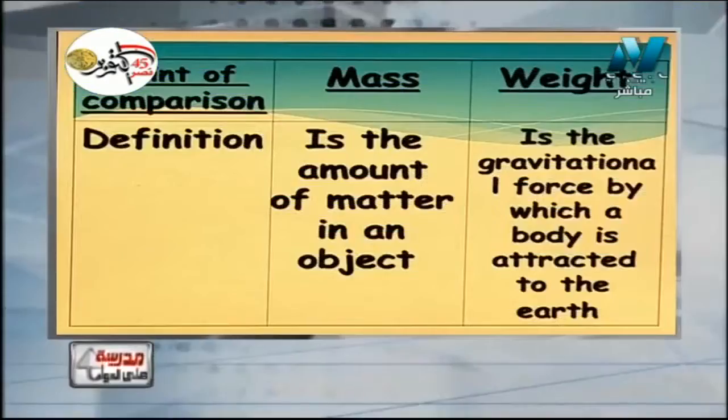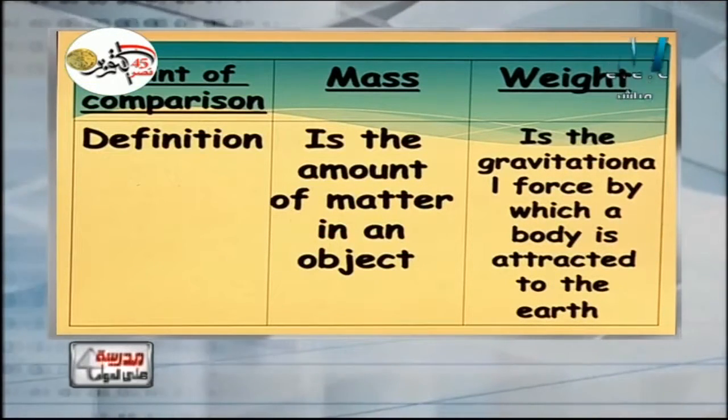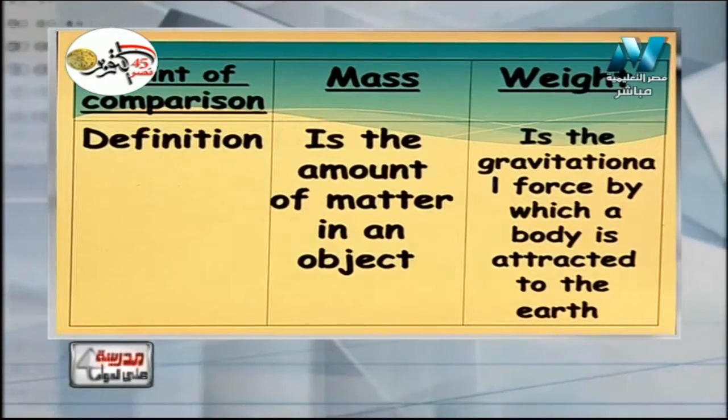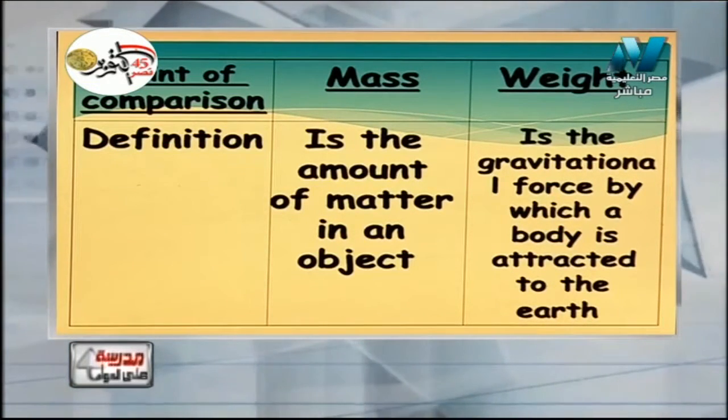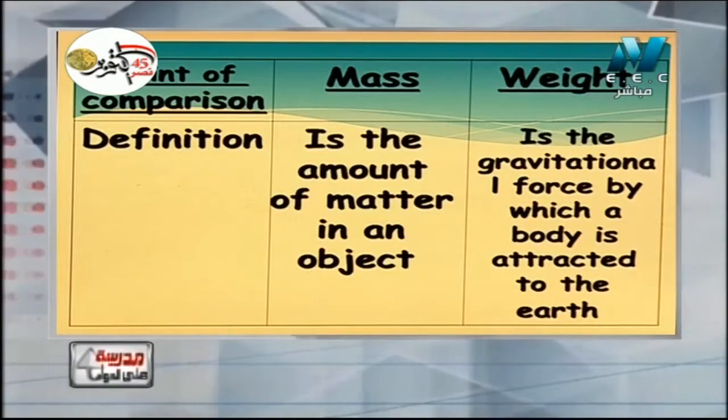So now let us see what is meant by mass. Mass, as we have studied, is the amount of matter in an object. Mass is the amount of matter in an object. Weight is the gravitational force by which a body is attracted towards the earth.